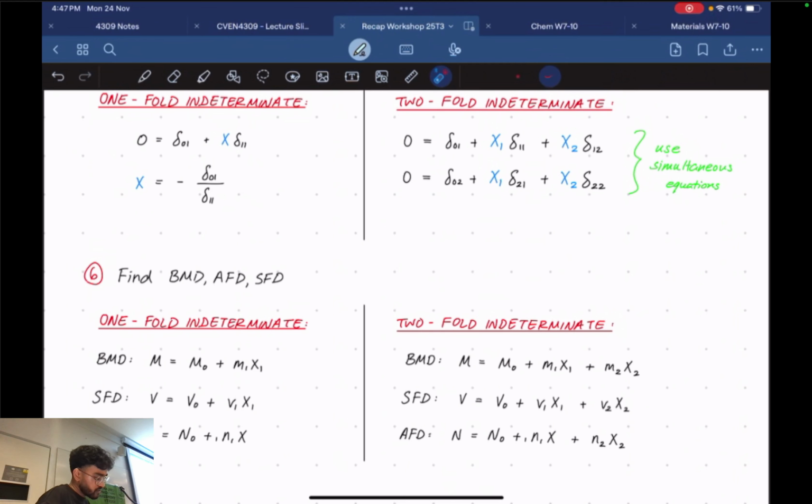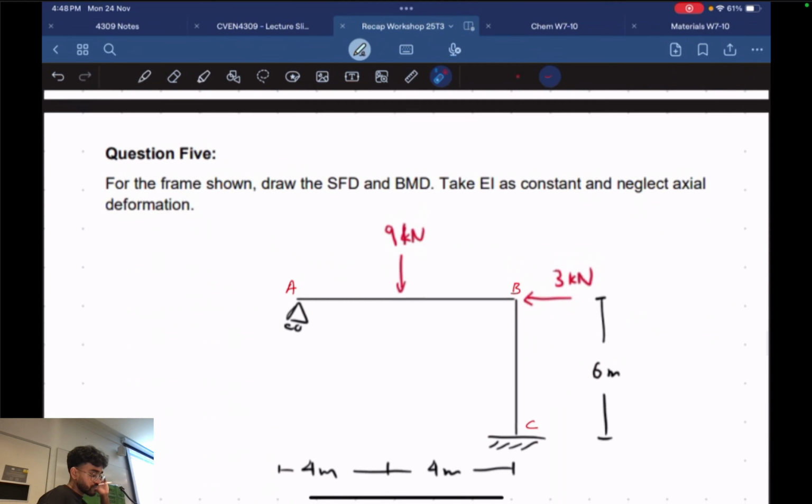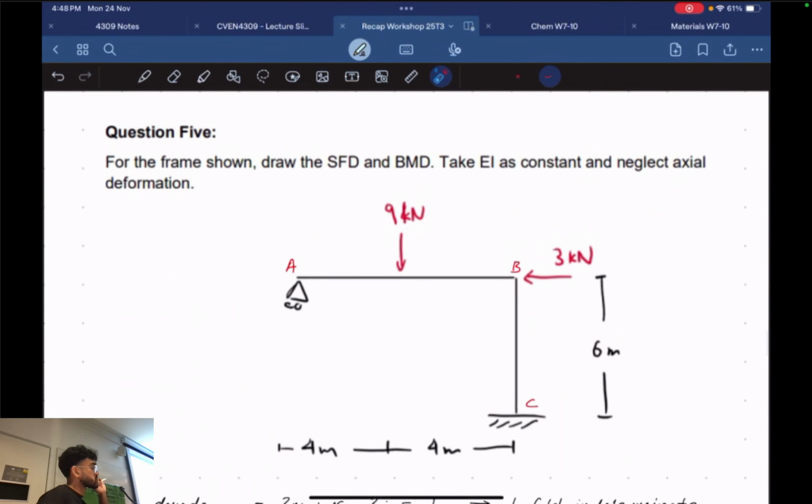I've never seen a question for axial force diagram. I have seen shear force and bending moments. Alright, any questions? I'll go through an example then. This is the question. You guys don't have solutions to this, right? Or you guys do? I think you guys do.